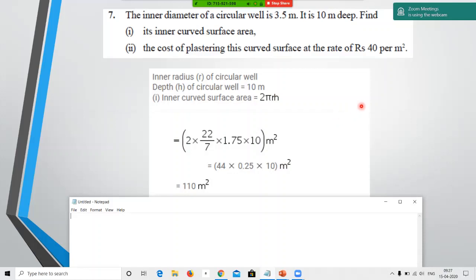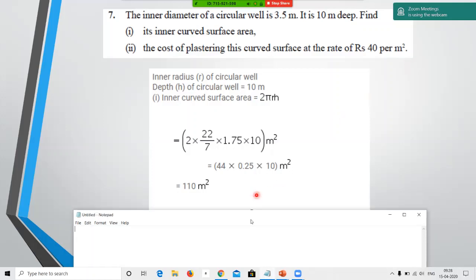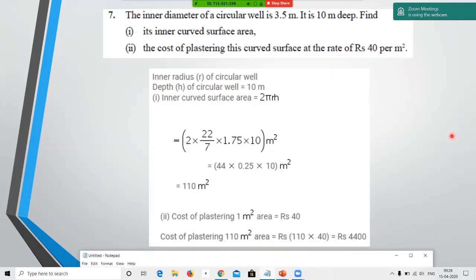Now, logically, I wanted to ask you one thing. All of you, please pay attention 1 minute. Here in this question, the second part, the cost of plastering this curved surface area is given to you. Perfect. So what you have to do is 110 into 40. So your answer is 4400.